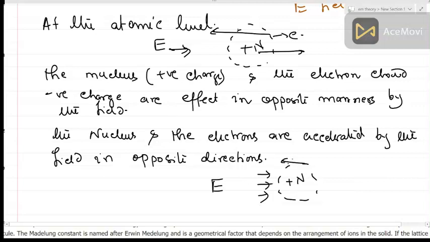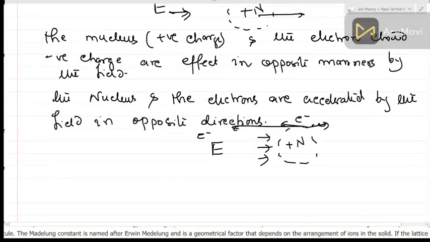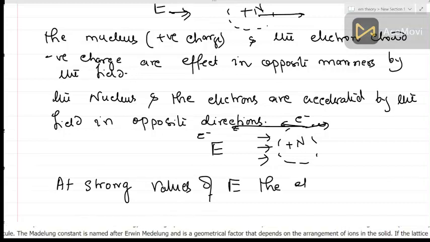So for a very strong field, what will happen? This is the nucleus, and you have these electrons attached, and this is the direction of the field. The electrons are accelerated in the opposite direction. At a certain point, the electron may get detached from the nucleus and it will become free. So the atom will be ionized and there will be free electrons. So the neutral material is becoming a conductor.